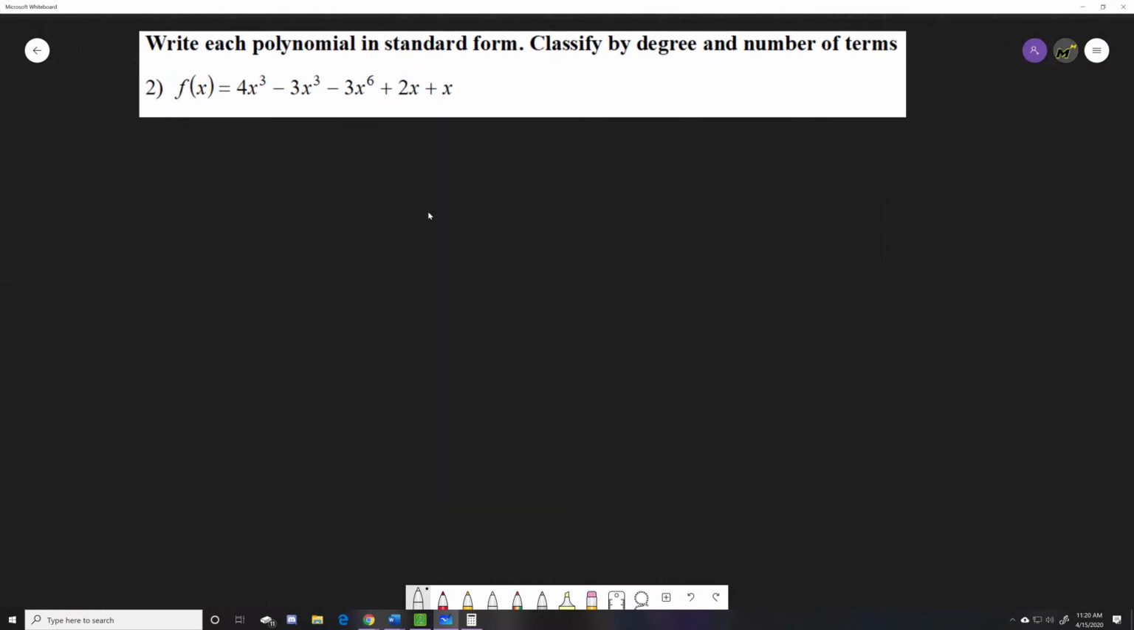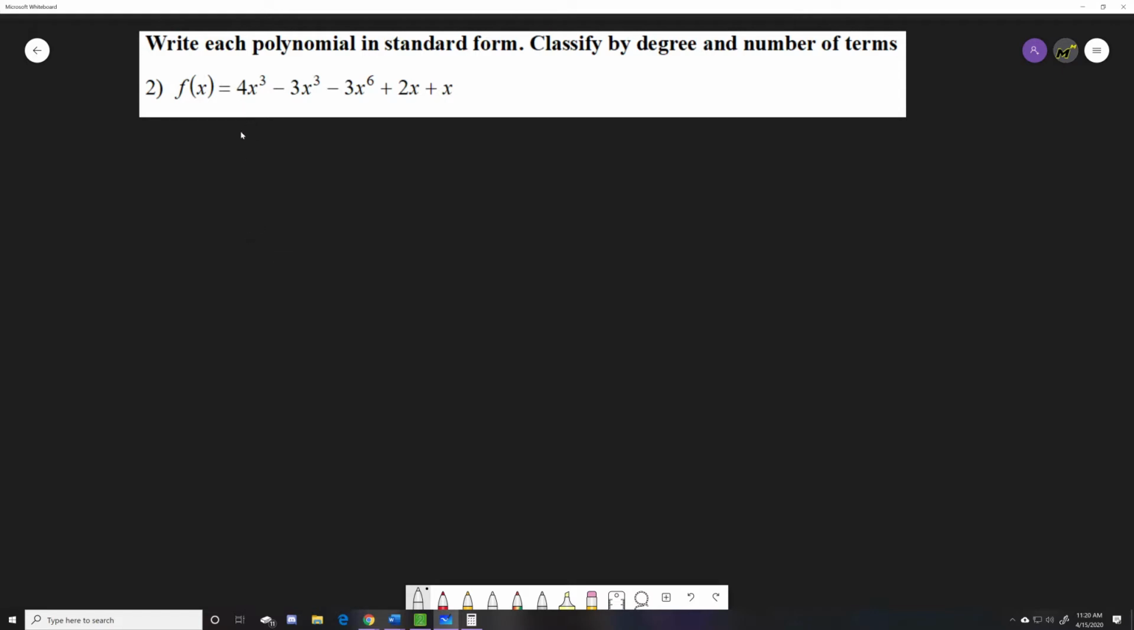Alright, so number 2, here we have write each polynomial in standard form, classified by degree and the number of terms. Okay, so a couple things going on. Well, the first thing is, let's get this in standard form. We have a jumbled polynomial function here. Standard form means we have to have the biggest power written first, and then it goes down in sequential order from there.